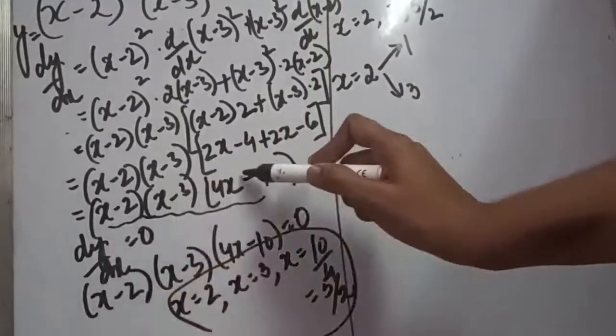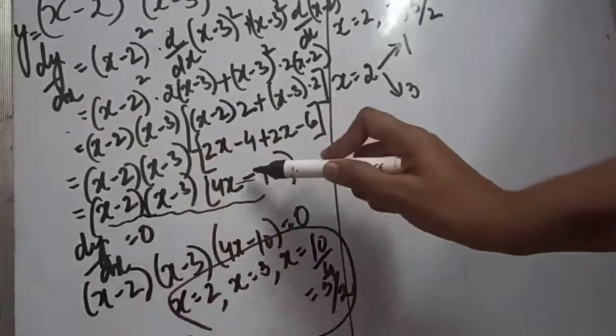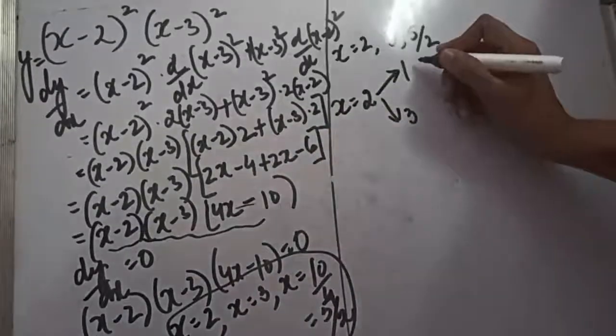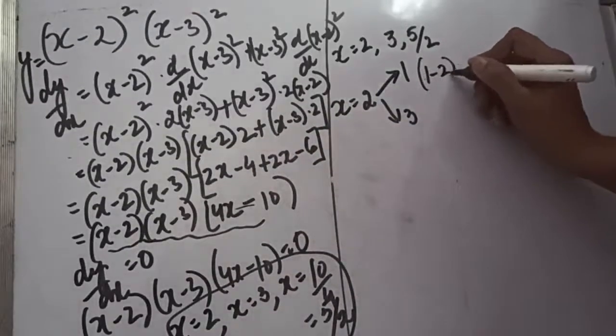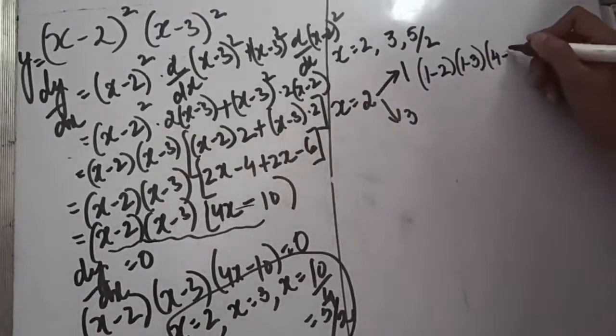This was the derivative that we got and we have put that equal to 0. So this was the derivative. I will put this 1 into the derivative. So what will be the result? It will be 1 minus 2, 1 minus 3, 4 into 1 will be 4 minus 10.